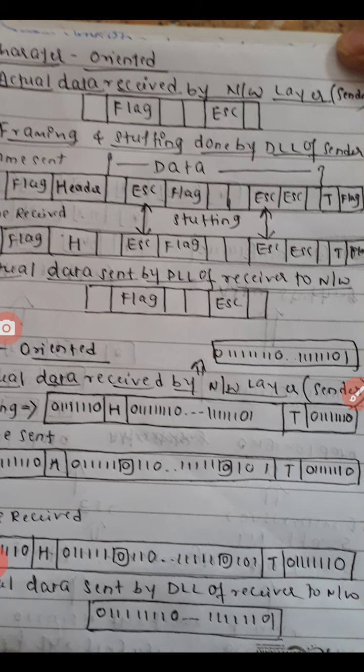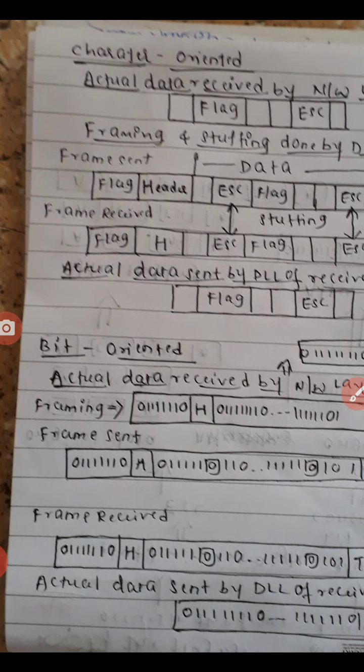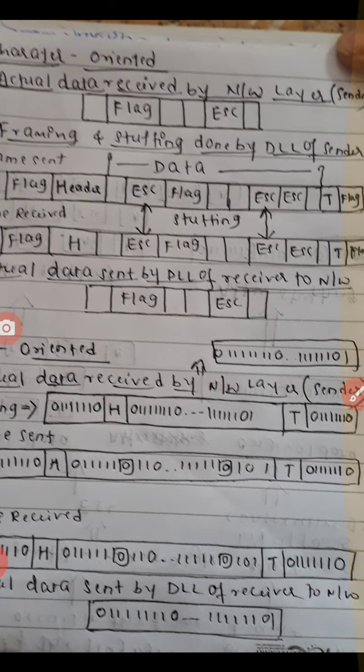This is about the character oriented approach. In the same manner, we'll go with the bit oriented approach. Again we'll consider the original data. This is the original data: 1 0, then 8 ones, again 1 0, sorry, 1 0, 7 ones, then 0, we have 6 ones and 0. This is the original data.